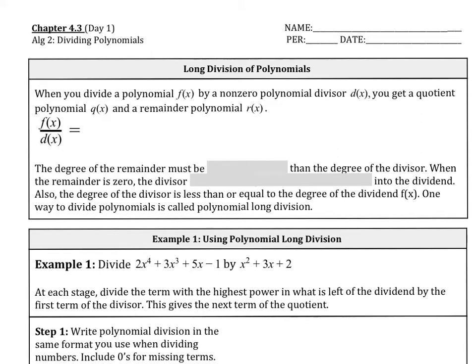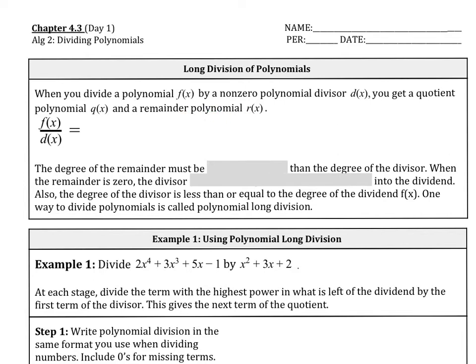Chapter 4.3, Day 1, Dividing Polynomials. Long division of polynomials. When you divide a polynomial, let's say f(x), by a non-zero polynomial divisor d(x), the top one is called the dividend, and the bottom one is called the divisor. You get a quotient polynomial, which is q(x), and a remainder polynomial, that is r(x).